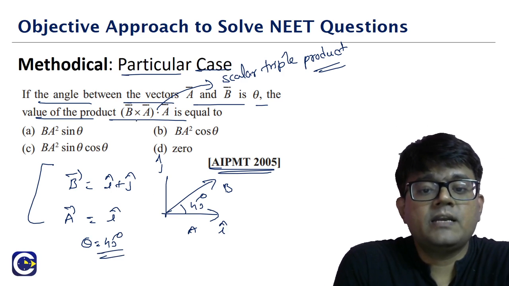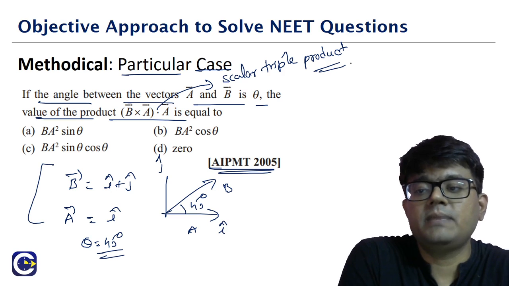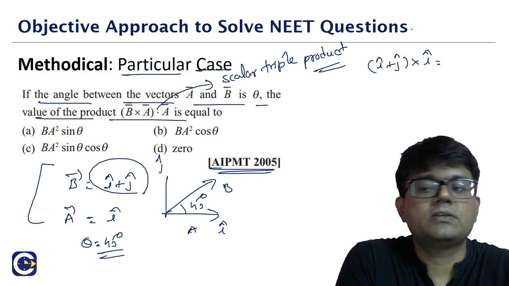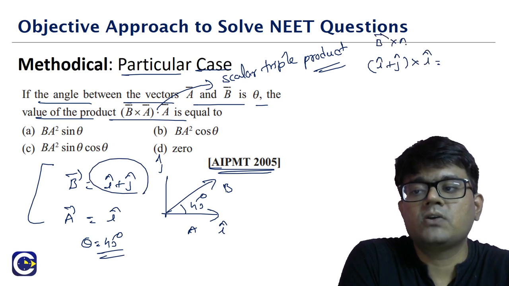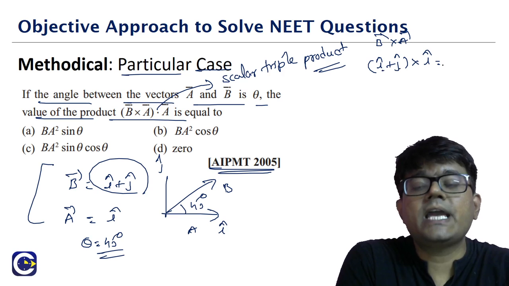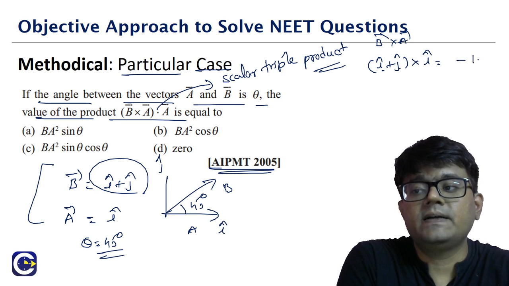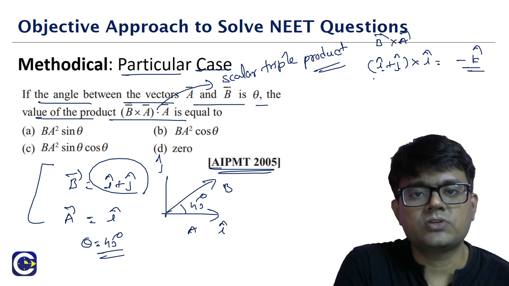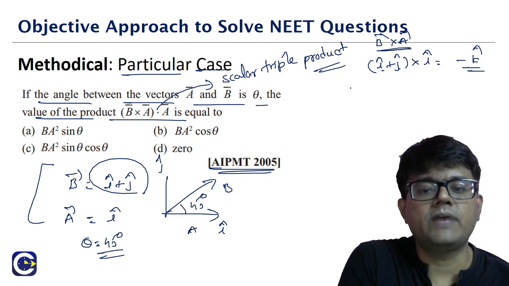So first what do we have to do? B cross A. What is B cross A? I plus J cross I, that is the value of B cross A. So first we are doing B cross A. I cross I will be 0. J cross I, what is it? Minus K, because I cross J will be K, right? So J cross I will be minus K. So this is our B cross A value.